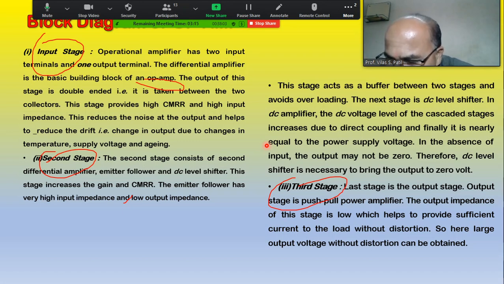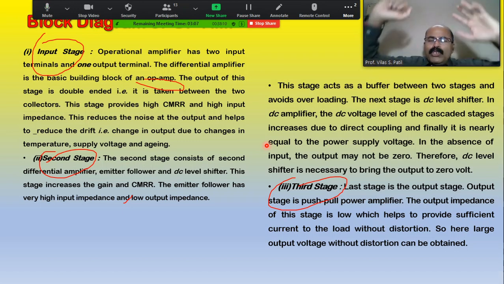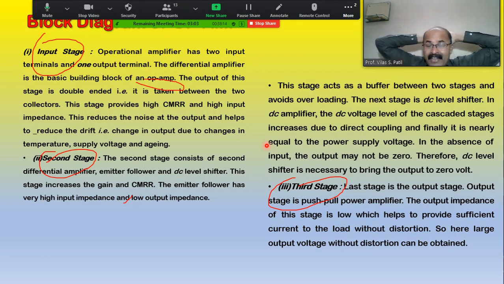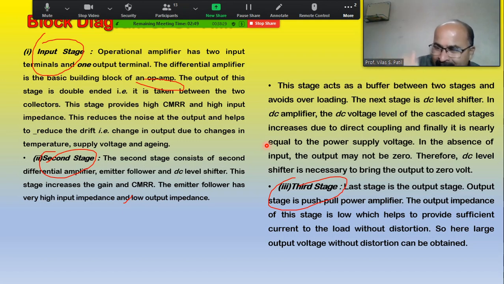The last stage is the output stage. The output stage is the push-pull power amplifier. Push, that is ढकलणे, pull, ओढणे. Here pushing and pulling is in accordance with the level shifter, and the level shifter can shift up and down, that is, pushing up and pulling down, pushing up and pulling down.